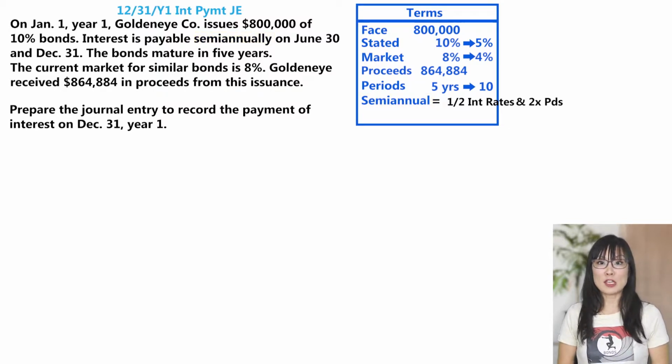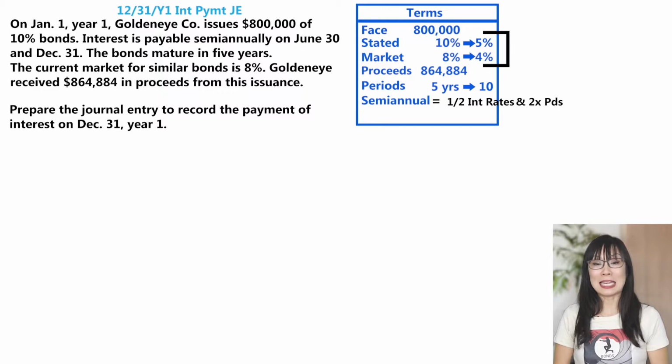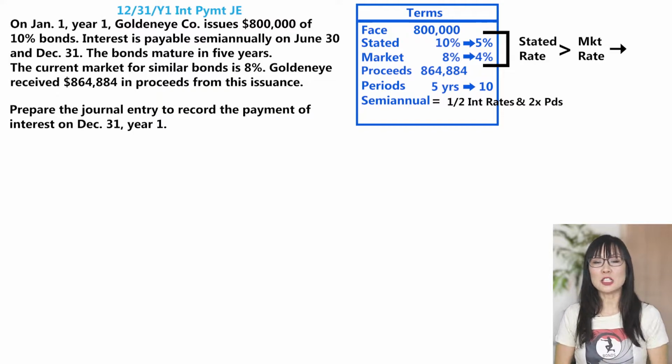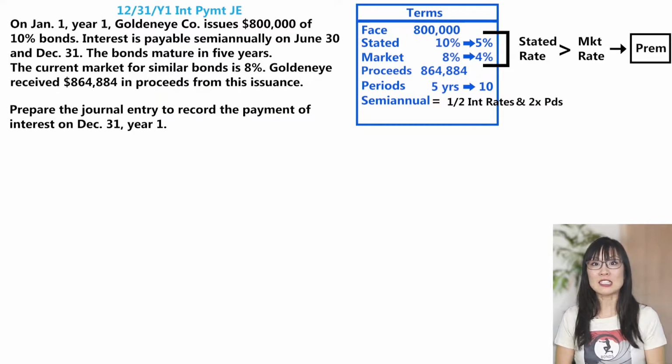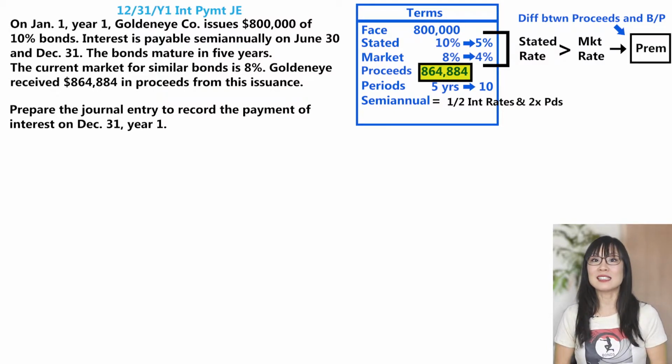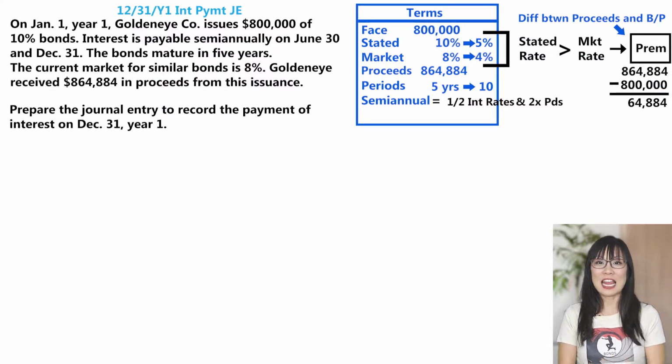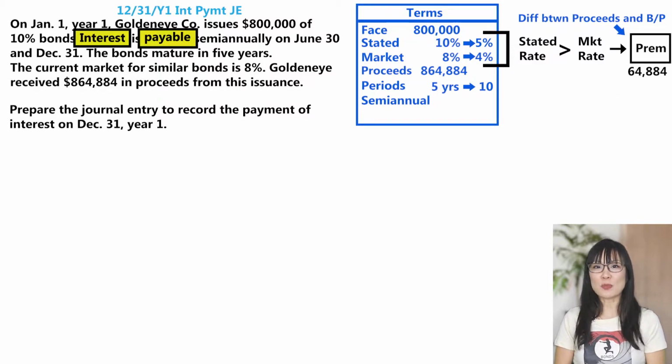Let's take a look at our information. Be sure to note the stated and market rates. Here, the stated rate is bigger than the market rate. When that happens, the bonds are issued at a premium, calculated as the amount of the bond proceeds above the bond payable. Here, bond proceeds is $864,884, less bond payable of $800,000 equals $64,884 premium.